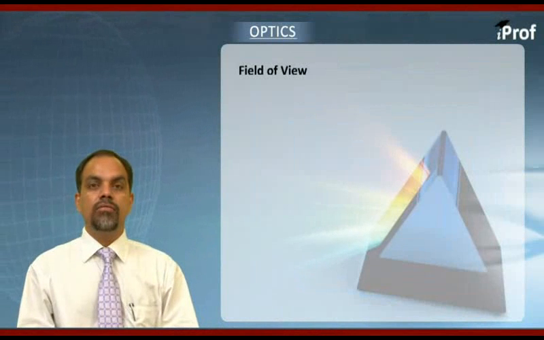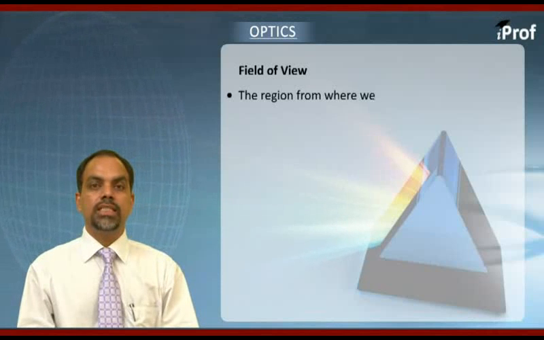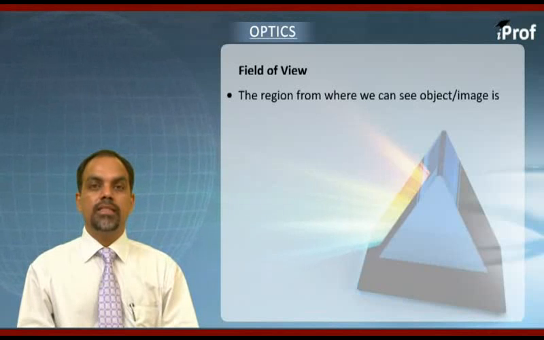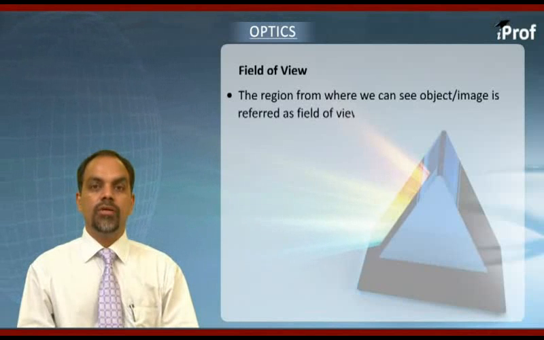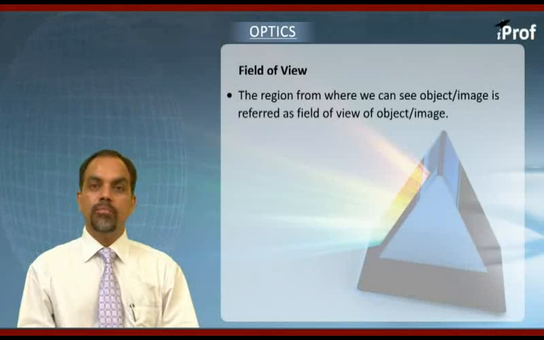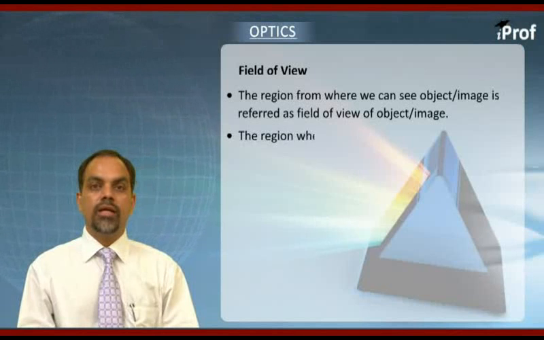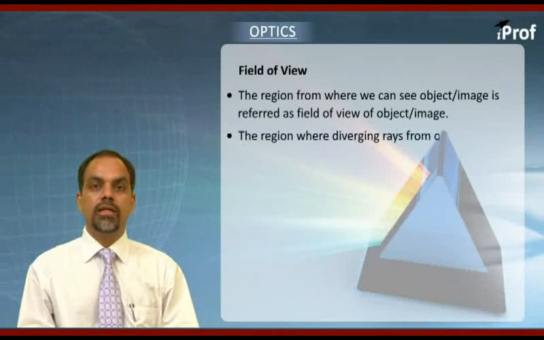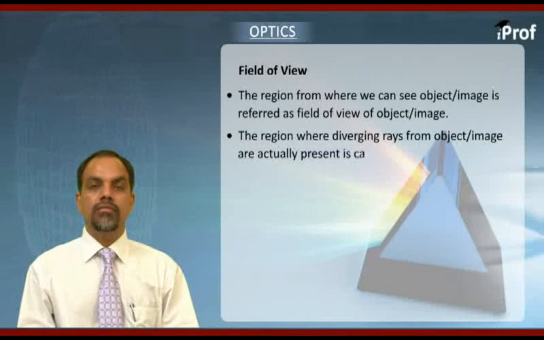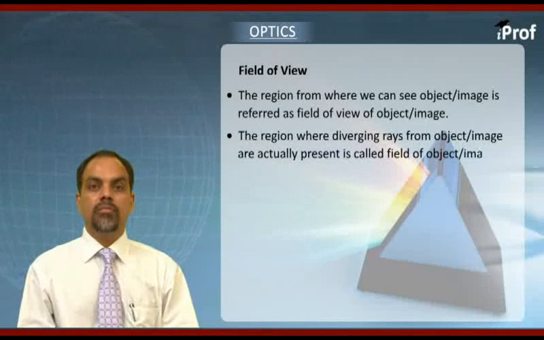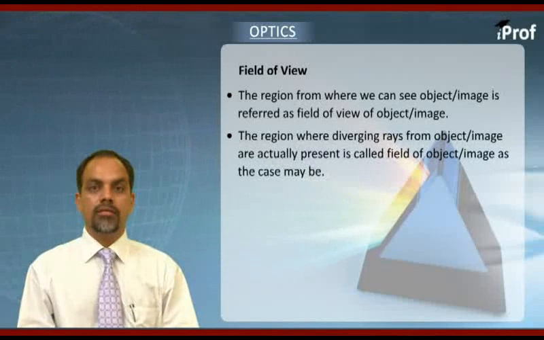Now when we say field of view of image or object, we mean the region from where we can see the object or image. That is simply referred to as field of view of object or image. To put it more precisely, we can say the region where diverging rays from object or image are present, that will be the field of view of object or image, as the case may be.